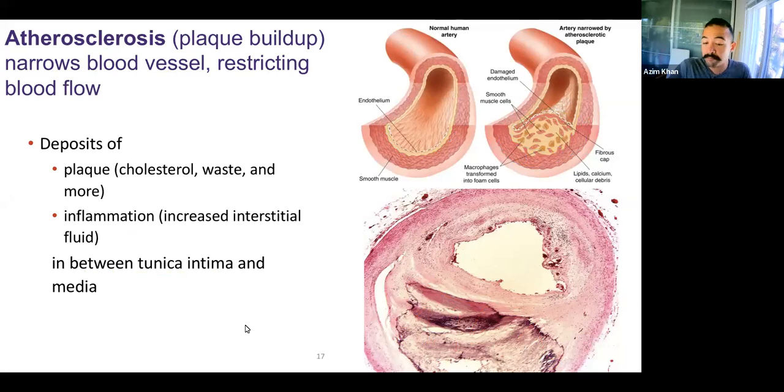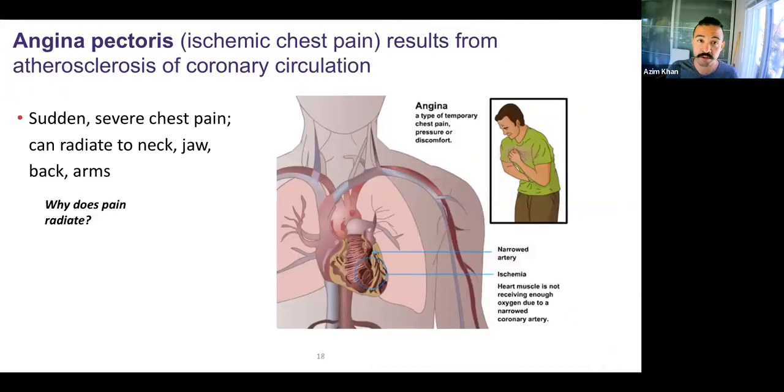This can be lived with, you can live with this for a decent amount of time. It can get worse. If it does get worse, specifically if it gets worse to the blood vessels of your coronary circulation, then one symptom you can feel is called angina pectoris.